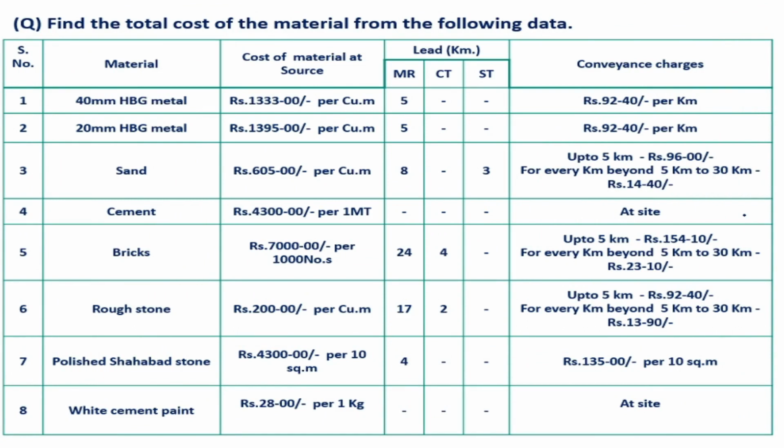Find the total cost of the material from the following data. The different materials used for the construction are given in this table. The materials are 40 mm HBG metal, 20 mm HBG metal, sand, cement, bricks, rough stone, polished shaba stone, and white cement paint, and their costs at source are given, and a lead statement is to be prepared from this data. So leads are given and conveyance charges are also given.